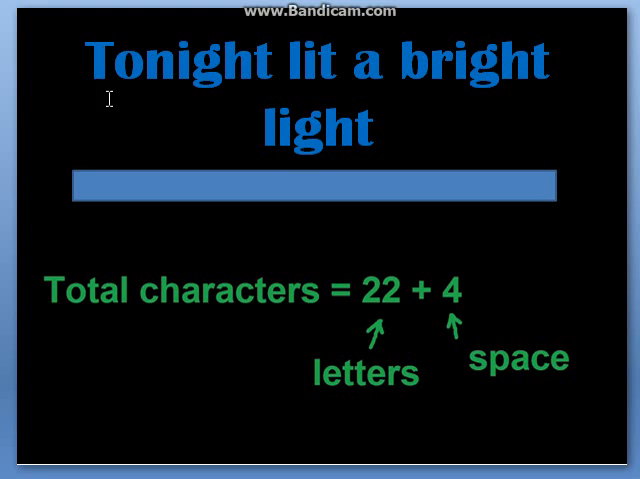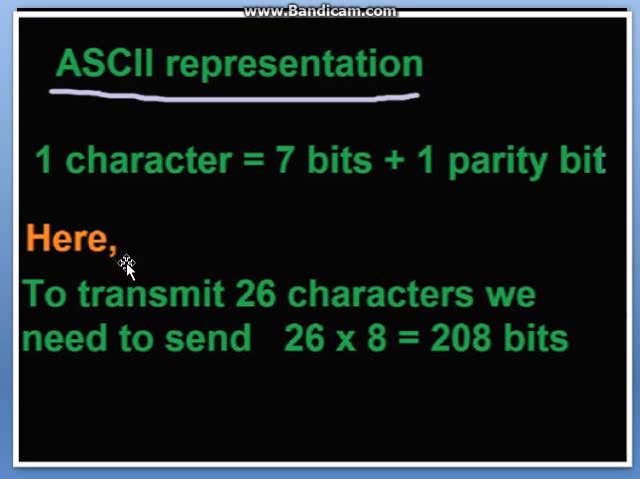Now let us see how many total characters are there in this text. So starting from TONIGHT, we have 22 letters and 4 spaces between tonight and lit, lit and A, A and bright, and bright and light. We have 4 spaces or dashes. Overall we have 26 characters in the text. In our standard ASCII representation, one character uses 7 bits and one parity bit, overall 8 bits for transmission. So to transmit 26 characters, we need to send 26 cross 8, that means 208 bits. This is a huge amount of bits.